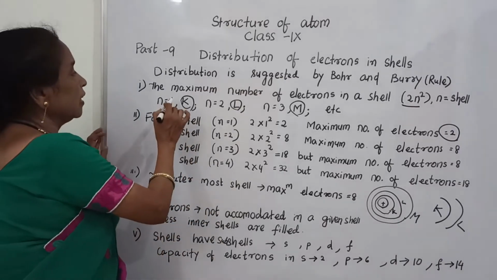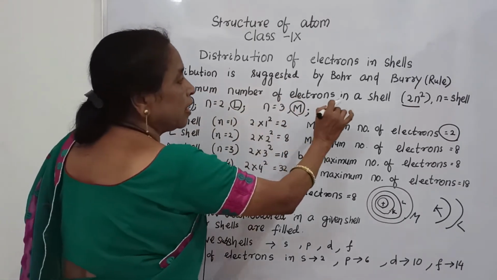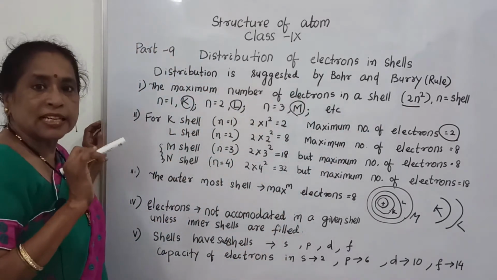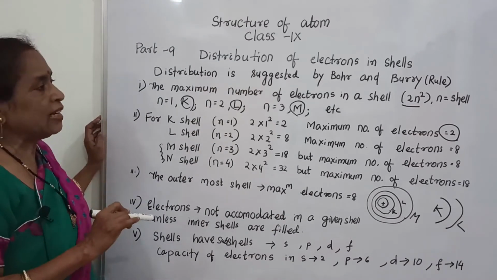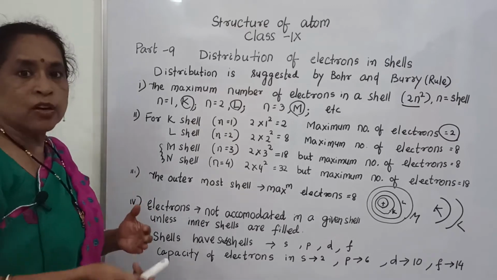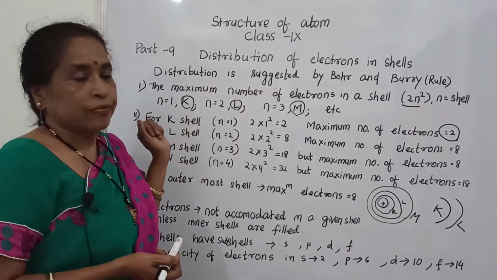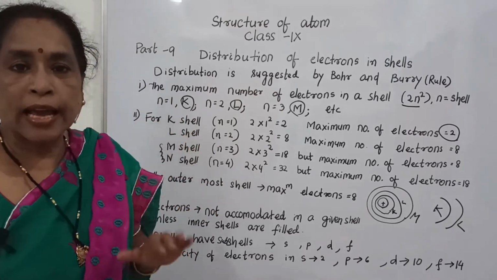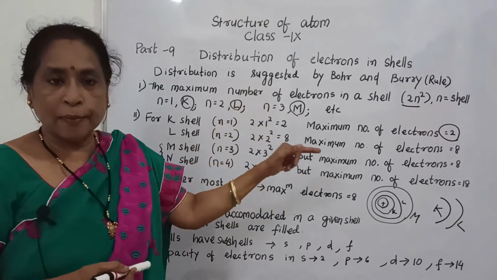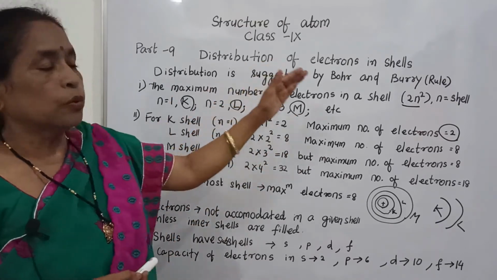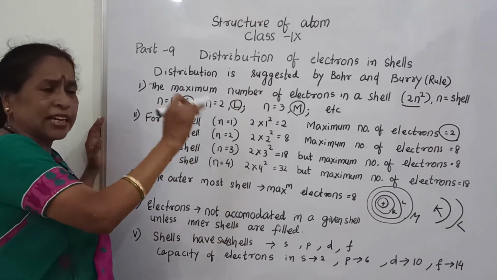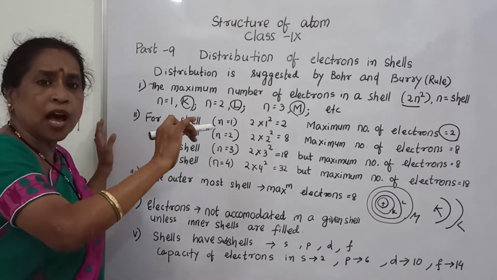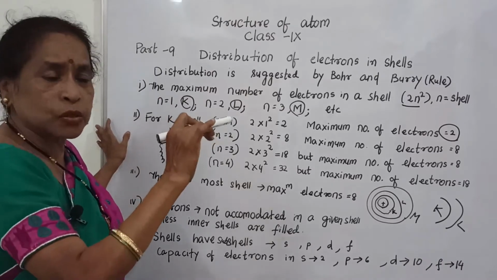The maximum number of electrons in a cell is given by the formula 2n squared, where n is the cell number. n equal to 1 is K, n equal to 2 is L, n equal to 3 is M, similarly n equal to 4 is N. Here we have only expressed the formula, that is 2n squared.